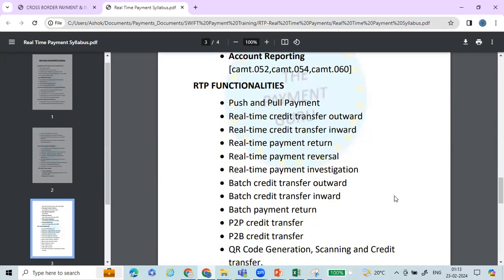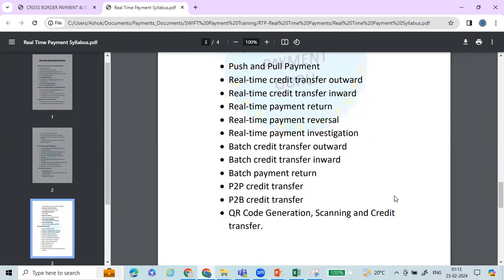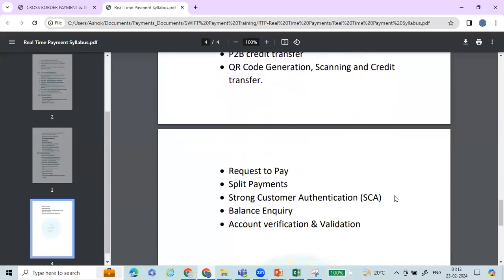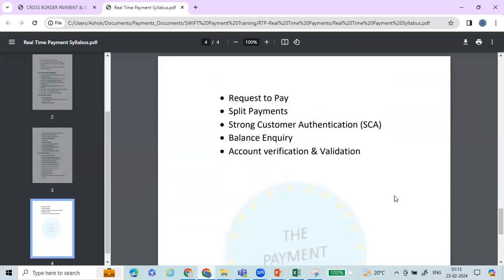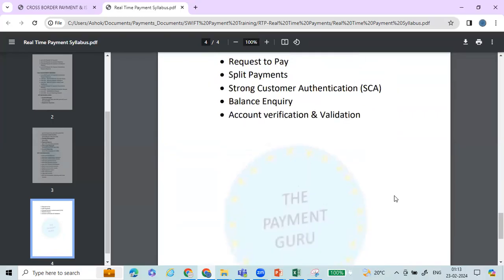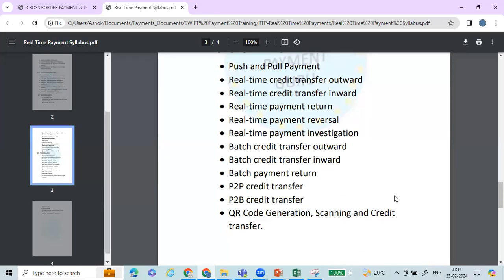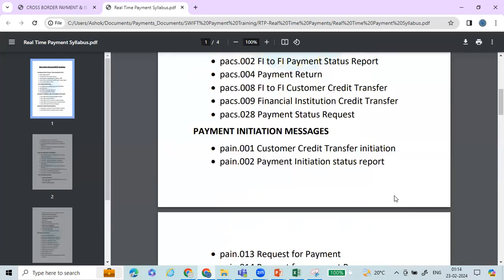Then we'll learn about the different end-to-end use cases of real-time payment functionality, that is push and pull payment, real-time credit transfer outward, real-time credit transfer inward, real-time payment return, real-time payment reversal, real-time payment investigation, batch credit transfer outward, batch credit transfer inward, batch payment return, P2P credit transfer, QR code generation, scanning, and credit transfer, request to pay, split payments, strong customer authentication, balance inquiry, account verification, and validations. So this is the course syllabus which will be covered as part of the real-time payment training.